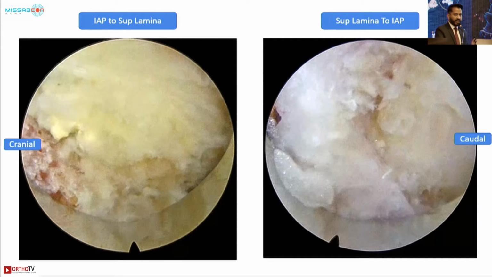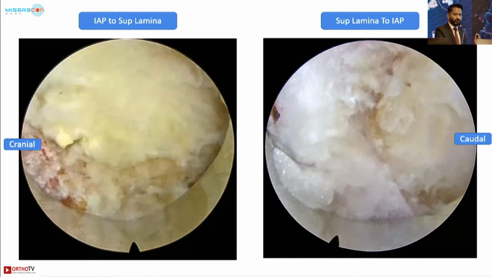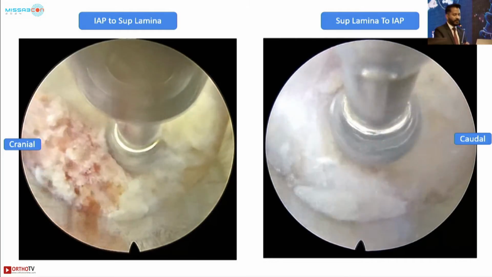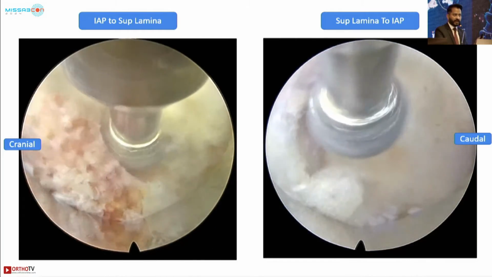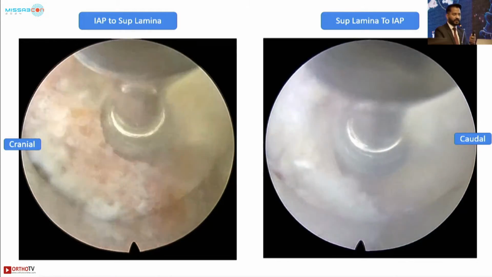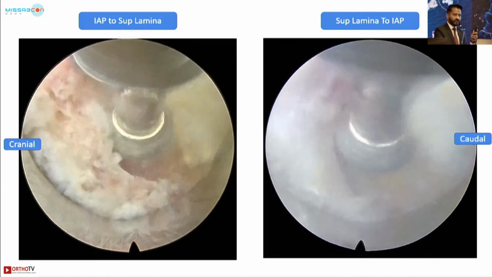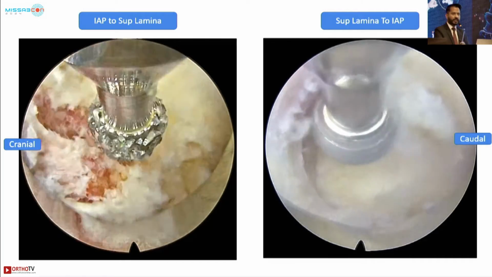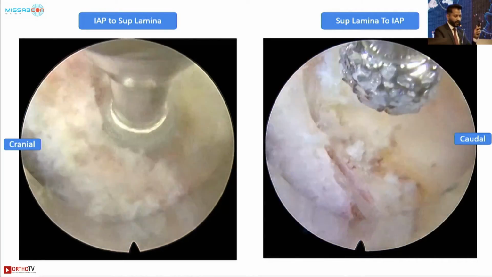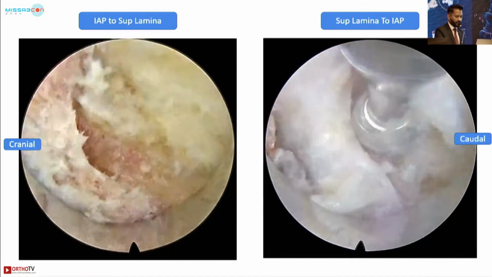So once you identify the bony landmarks, now it's time to do the ipsilateral bony decompression. So there are two ways to do ipsilateral bony decompression. Either you can start decompression from the inferior articular process to the superior lamina and then to the base of the spinous process, or you can start it from the base of the spinous process to the superior lamina and then to the inferior articular process. Both the ways work. I personally prefer to start bony decompression from the base of the spinous process.